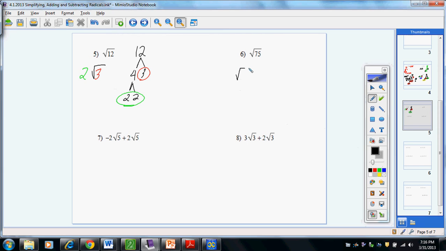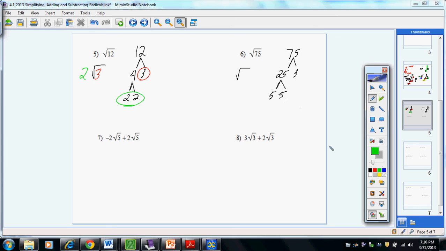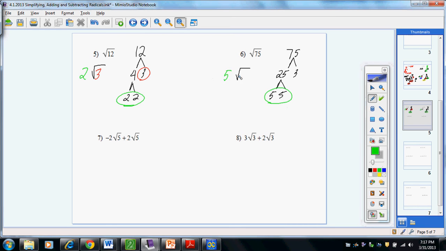75, put the square root there. Factor 75, well, 75 is the same thing as saying 25 times 3. It's a product of those two numbers. And then 5 times 5. So we see again, we have a pair of 5's. We'll move it out here, and we're left with the 1, 3 that we will leave underneath.